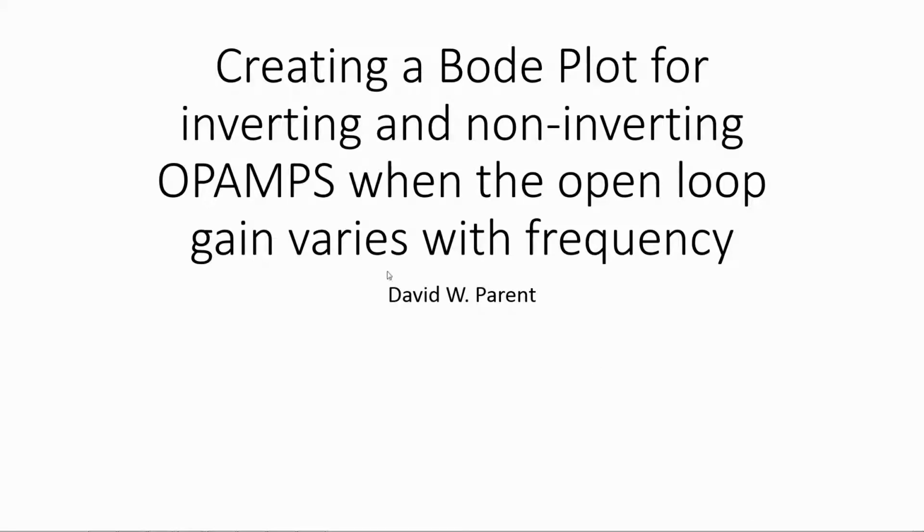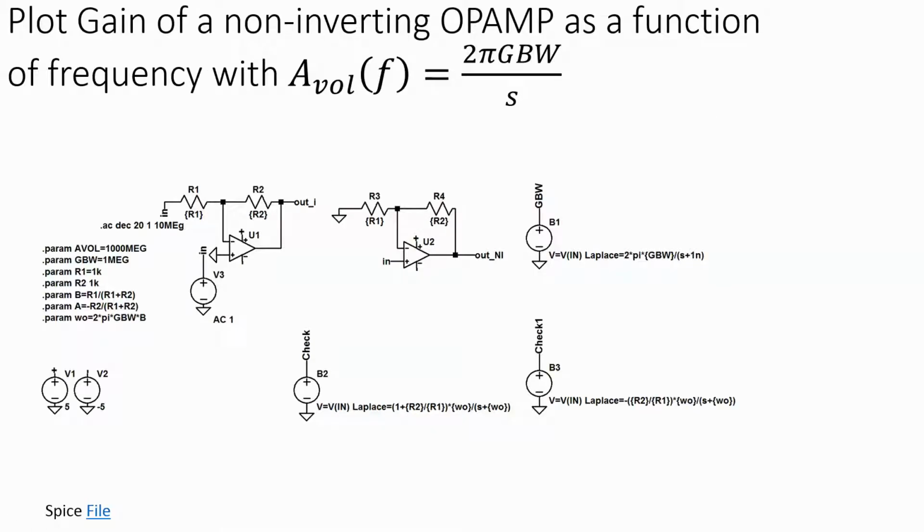Today, let's go over creating a Bode plot for inverting and non-inverting op amps when the open loop gain varies with frequency. So what we want to do is plot out what the gains of these two circuits look like when we're using the simplest model for the open loop gain varying as a function of frequency, which is just 2 pi times the gain bandwidth, which you get off a data sheet, divided by S.